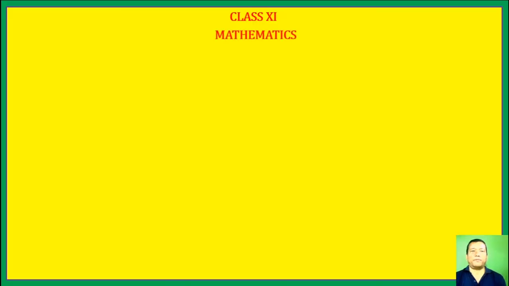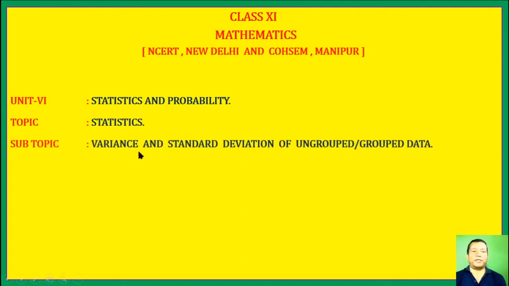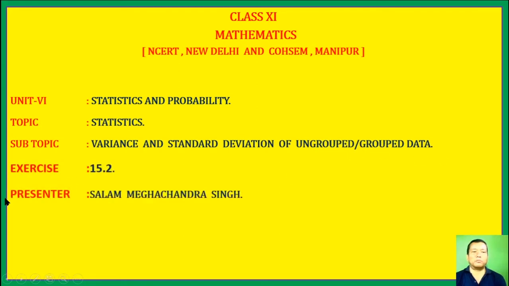Class 11 Mathematics, NCERT New Delhi and COHSEM Manipur. Unit 6 Statistics and Probability. Topic Statistics. Subtopic Variance and Standard Deviation of Ungrouped or Grouped Data. Exercise 15.2.